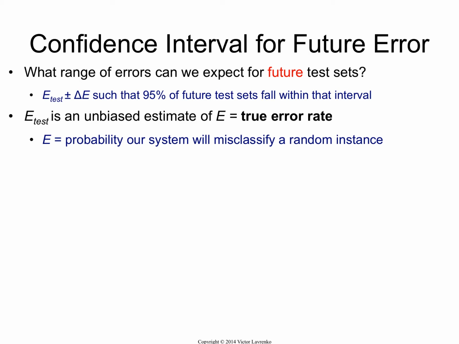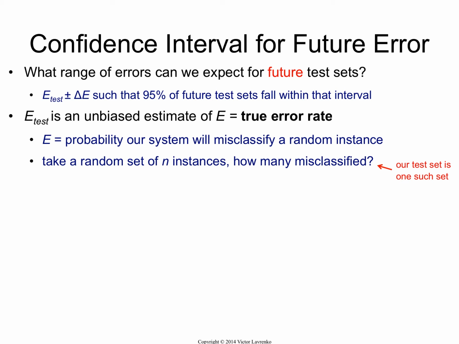So we start with our testing error, that's e-test. We know it's an unbiased estimate, assuming our testing set was sampled in a representative way. It's an unbiased estimate of the true error rate. Now, what is the true error rate? The true error rate, that's the probability. Remember, we're doing binary classification. So the true error rate is the probability that our system misclassifies a randomly given input. So it got a positive and it predicted a negative. That's the definition of E.